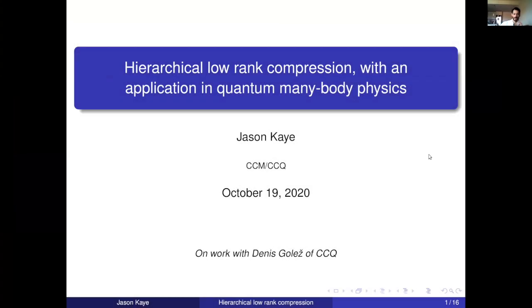I'm going to talk today about some work I did with Dennis Golesh of CCQ, sort of in the second half. And I think this was a nice example of where we were able to pretty cleanly find this matrix compression structure in a physical application and use it to get very substantial efficiency gains. So I'm going to take you through that and try to give you an idea of what some basic fast algorithms based on this hierarchical low rank compression structure look like.